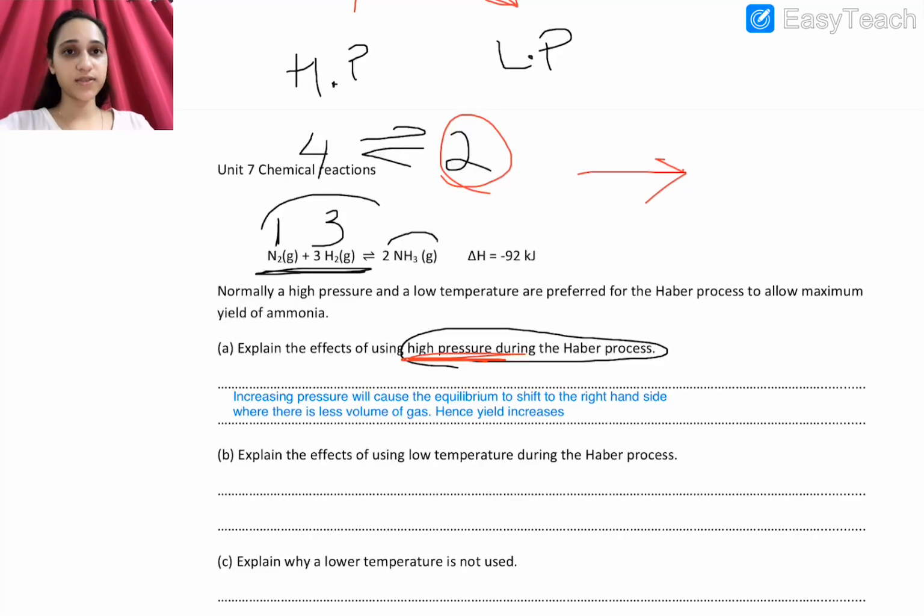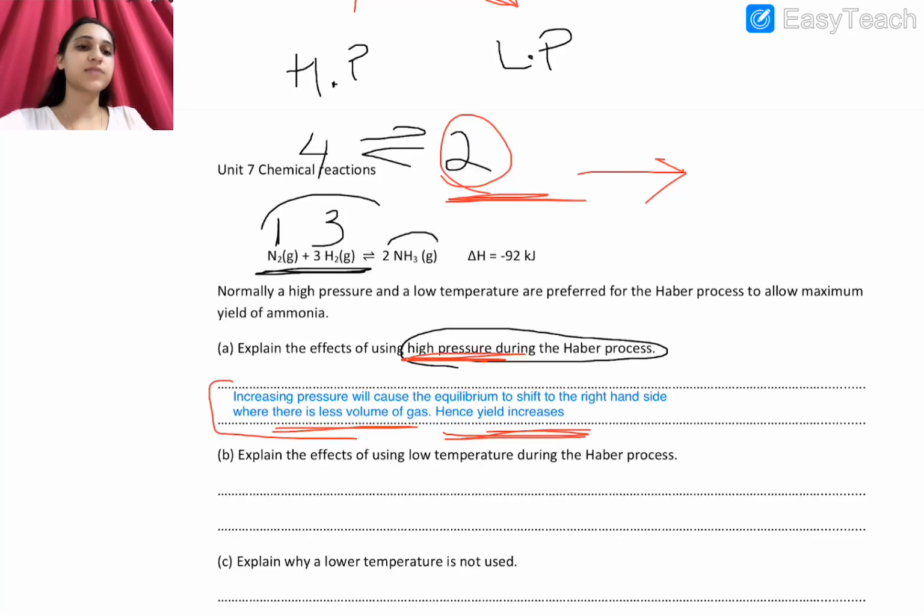So, explaining: when you increase pressure, it's going to cause the equilibrium to shift to the right hand side. The right hand side is the side of the product, where there's less volume of gas, hence going to increase the yield. So I've given the effect, it increases yield, and I've given the explanation behind that effect.